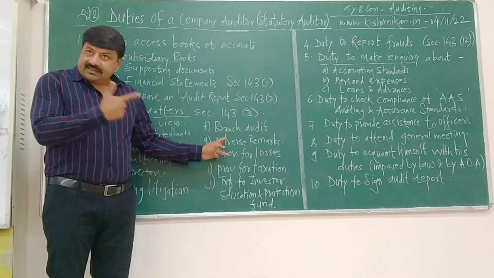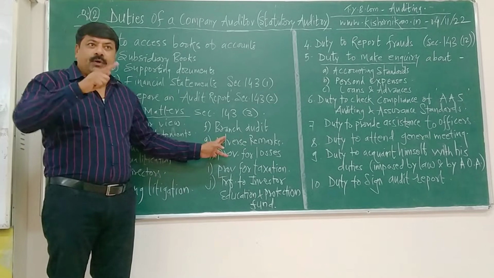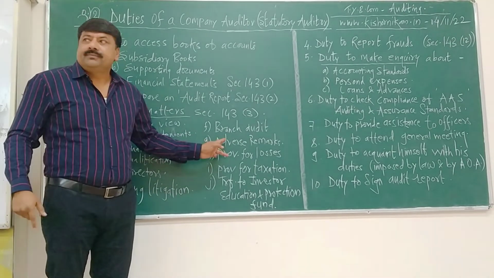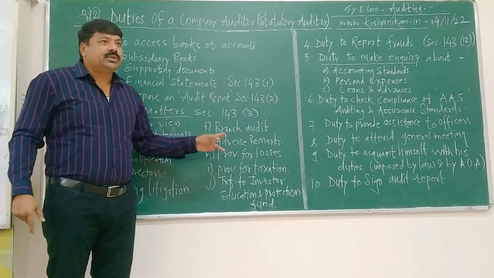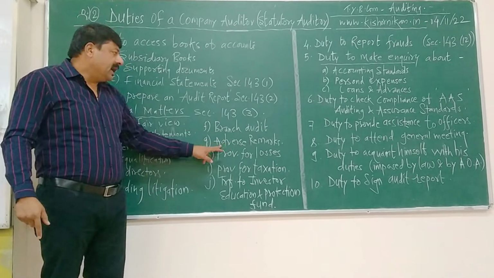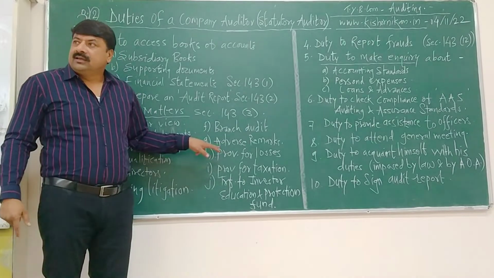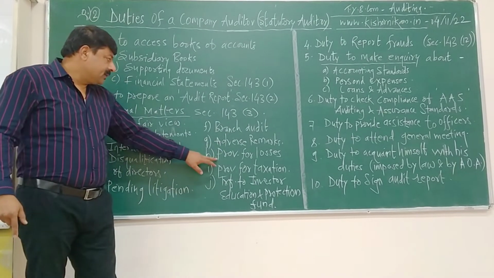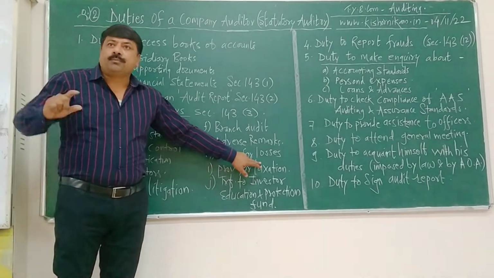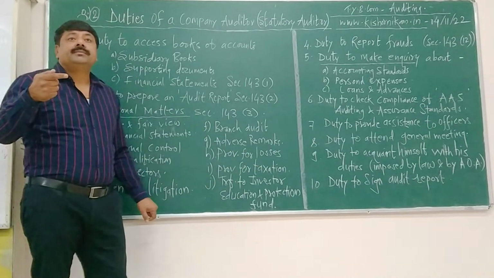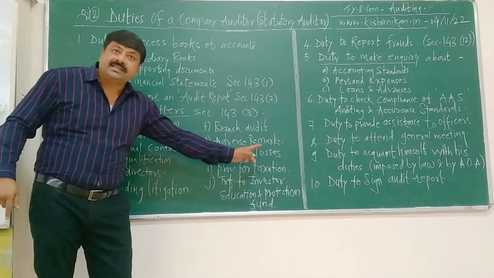Branch audit, whether it is done by auditor himself or any other auditor, whether he visited, what is the actual situation in branch. Adverse remarks, if any. In case of frauds, adverse remarks are given by the auditor. Provision for losses out of profits, whether company has made. Provision for contingencies.